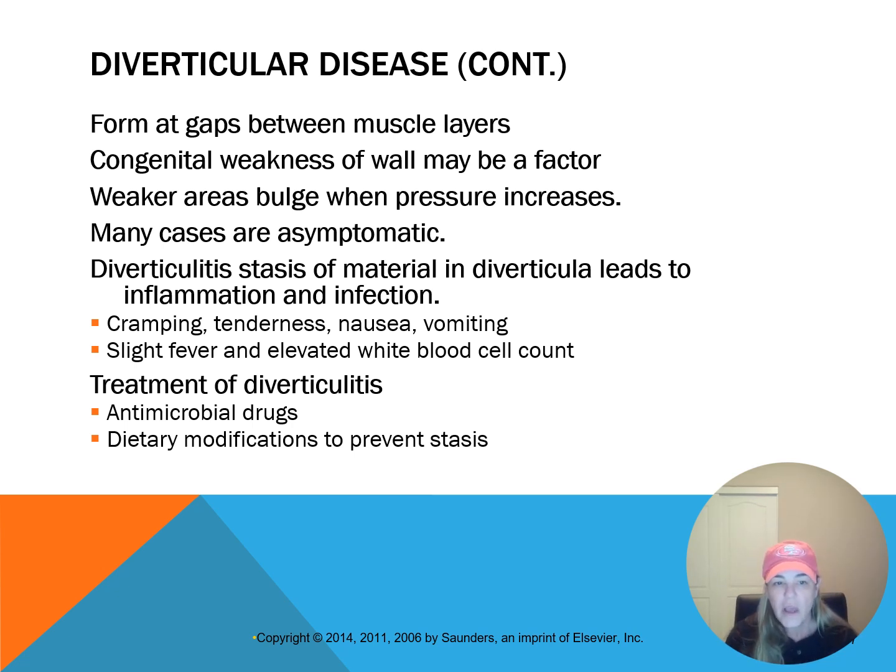Diverticular disease. So in diverticulum, you have a weakness between the muscle layers, a bulge appears, pressure increases. It may be asymptomatic. It may cause inflammation of that area. Cramping, tenderness, nausea, and vomiting are symptoms. A slightly elevated temperature and a high white blood cell count are also symptoms. Treatment includes antibiotics and dietary modifications to prevent the stasis. Also, they will tell you not to eat nuts or seeds that can get caught easily in those pouches.